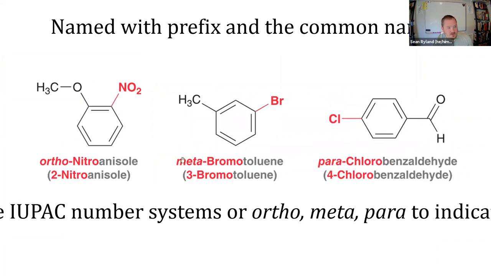And then if you have meta-bromotoluene, if you have something that you can name with a common name, like toluene is methylbenzene, if you have another thing attached to it, then you just use a prefix. So instead of bromomethylbenzene, it's just bromotoluene. And carbon one is always going to be where that substituent is that gives that molecule its parent name. So toluene is always going to have the methyl group on carbon one. So we could name that 3-bromotoluene, or you could call it meta-bromotoluene.